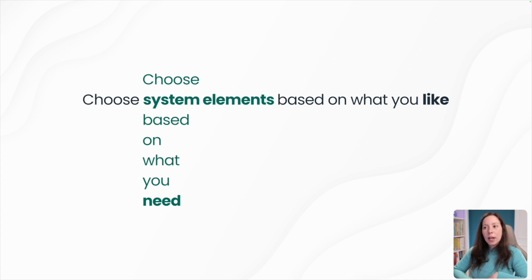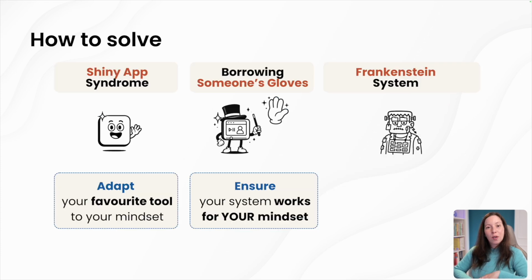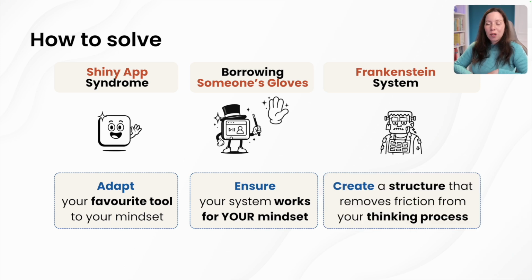And the way to choose elements based on what you need is by identifying the friction points. What is the moment when I'm trying to do something and the system is actually playing against me? I'm just getting frustrated, I'm not able to achieve the thing that I want to do. That's the moment where you can start smoothing the Frankenstein system. The way to solve it, not create a Frankenstein, is to create a structure that removes friction from your thinking process.